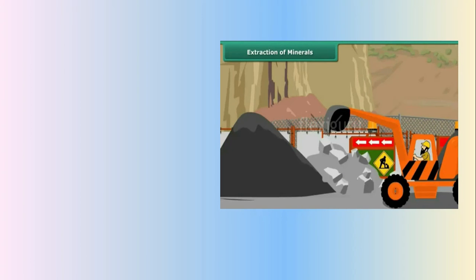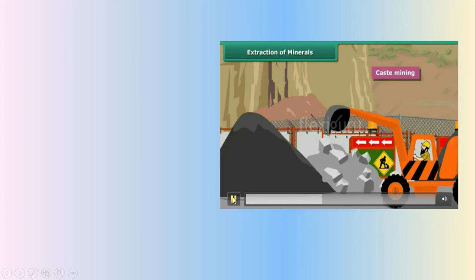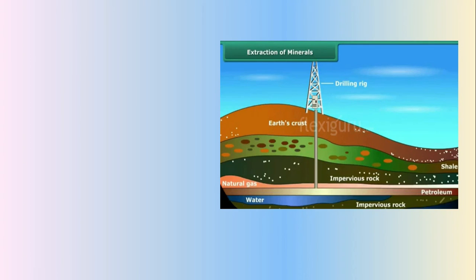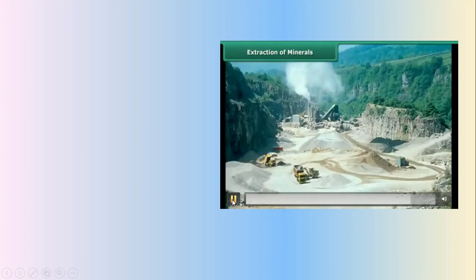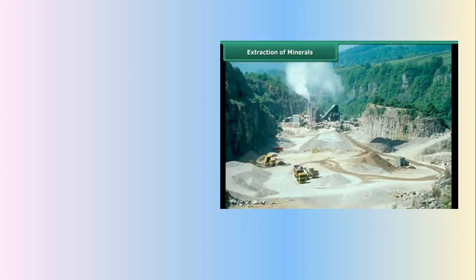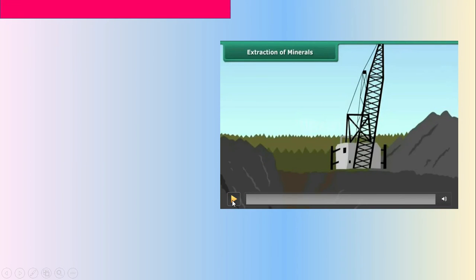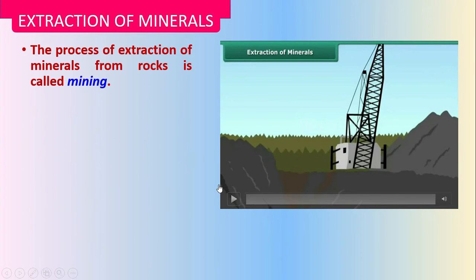Hope you all understand now how the process of extraction of minerals from our earth works. It is also one major process of minerals, children. So these are all the layers of the earth and the process of extraction of minerals from our earth. Okay, children. And the next, the process of extraction of minerals from rocks is called mining.